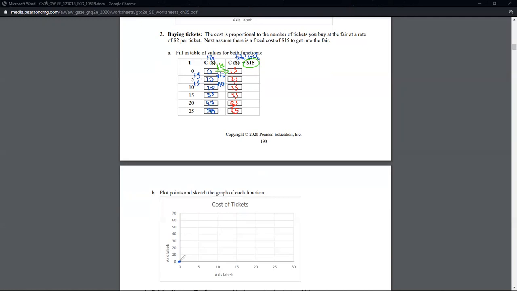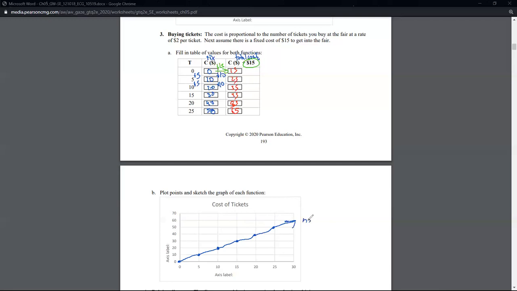we got the origin. 5 tickets cost us 10 bucks. 10 tickets cost us 20 bucks. 15 costs us 30, 20 would cost us 40, and then 25 would cost us 50, and that's where we stop. But I could keep going and say that 30 would cost us 60, 35, 70, 40, 80. It just keeps going forever and ever, because this is a simple model.